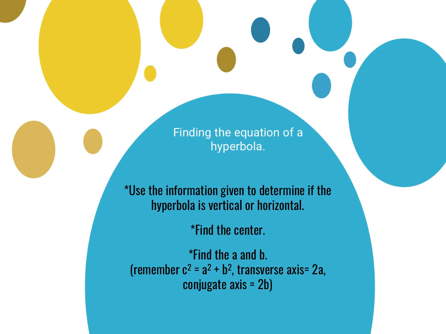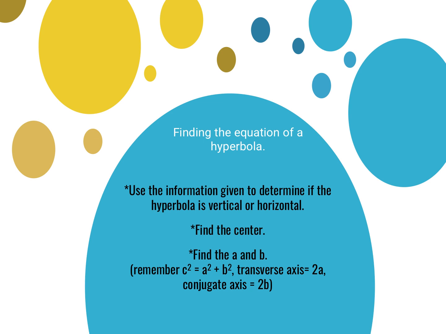So what we're going to do is use the information that's given to determine if your graph is vertical or horizontal. Then you'll find the center. You're going to find your A and your B values. Remember that C squared is equal to A squared plus B squared. Your transverse axis is equal to 2 times A.